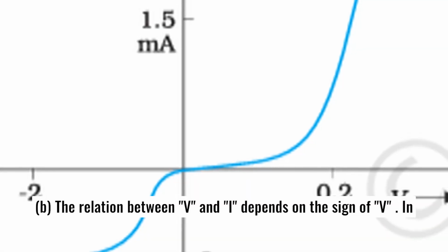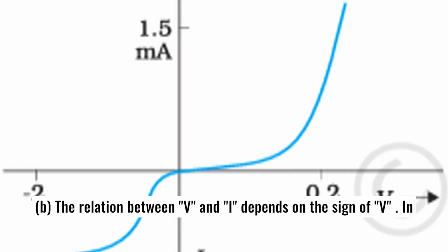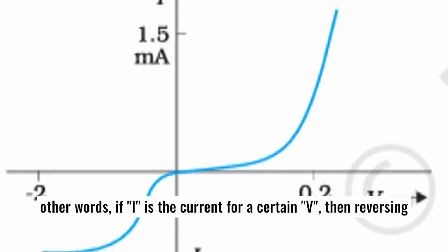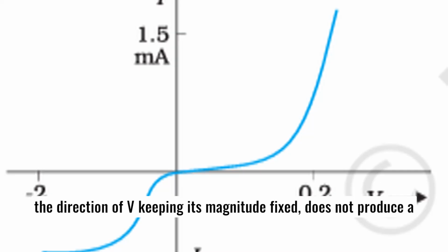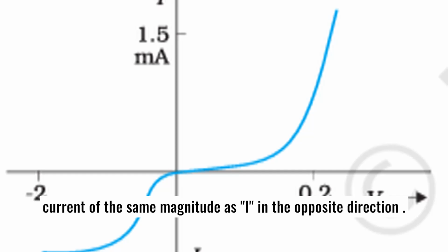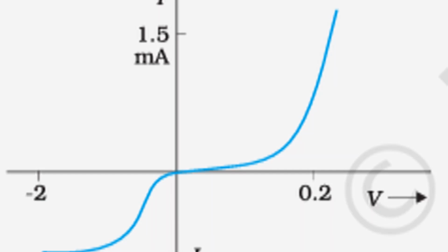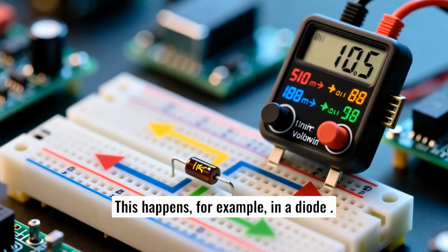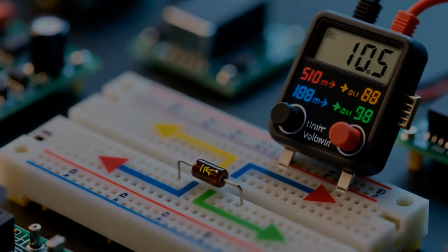B. The relation between V and I depends on the sign of V. In other words, if I is the current for a certain V, then reversing the direction of V, keeping its magnitude fixed, does not produce a current of the same magnitude as I in the opposite direction. This happens, for example, in a diode.